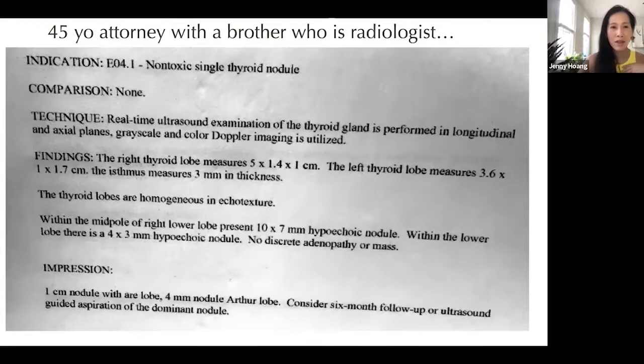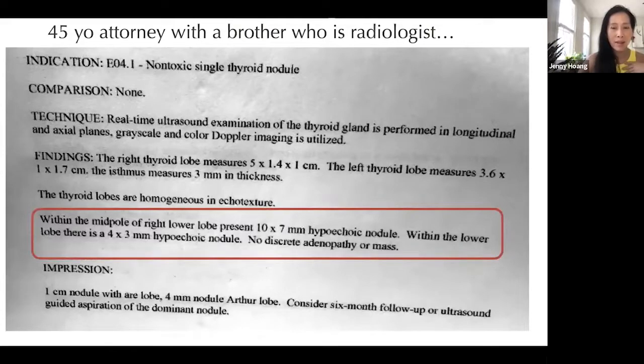This radiologist reported that my friend's sister had 2 thyroid nodules. One is in the midpole of the right lower lobe that measures up to 10 millimeters. And there's one feature of the thyroid nodule, that it is hypoechoic. And then another nodule within the lower lobe, not telling us which side, 4 millimeters. And again, one feature of that nodule, which is hypoechoic.